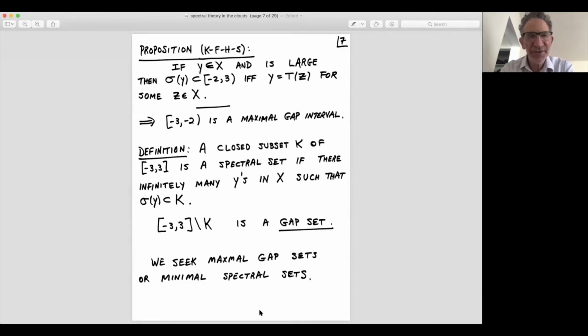This was done in a paper of Kollar, myself, and her co-workers, where we were looking at this tight binding Hamiltonian, where I told you that we needed to understand the gap at the bottom. We use that to show, and this will be important, that if you have a sufficiently large graph Y that has a gap at the bottom between -3 and -2, then it must be of the form T, in the image of T for some Z.